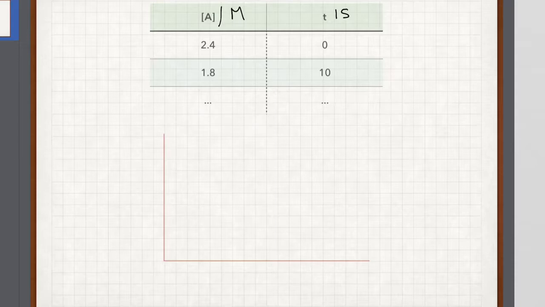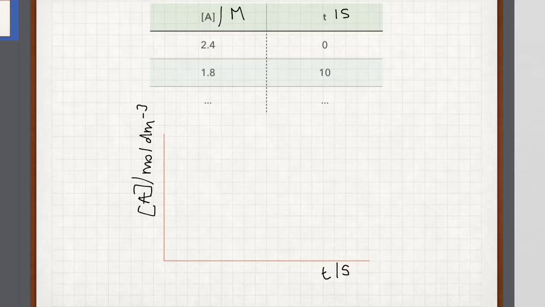At the bottom, when I'm putting things on a graph, the thing that I change always goes on the x-axis. In this case, I'm changing time. So I'm going to put my time here on the x-axis, and I'm going to put my unit on it exactly the same way, time divided by seconds. And on my y-axis, I would have the concentration of A divided by, I'm going to write it out in full in this case, moles per decimeter cubed.